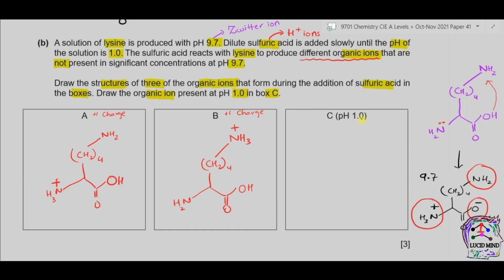Now as in part C the pH is 1, it means that sulfuric acid is quite high in concentration, so it can provide a proton to both these nitrogen atoms. So this nitrogen is already positive, and a proton can also be gained by this nitrogen atom from dilute sulfuric acid at higher concentration, and this carboxylic acid has already formed. So now we have 2 positive ions, or +2 charge.